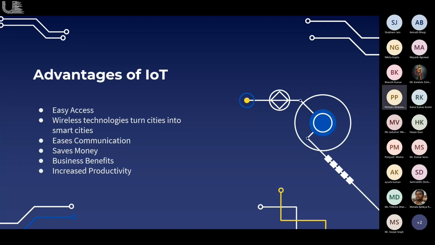Next, IoT eases communication because IoT encourages machine-to-machine communication rather than people-to-people communication. It lessens the need of person-to-person communication. Hence it eases communication. Moreover, Internet of Things saves money, and also it has a lot of business benefits.